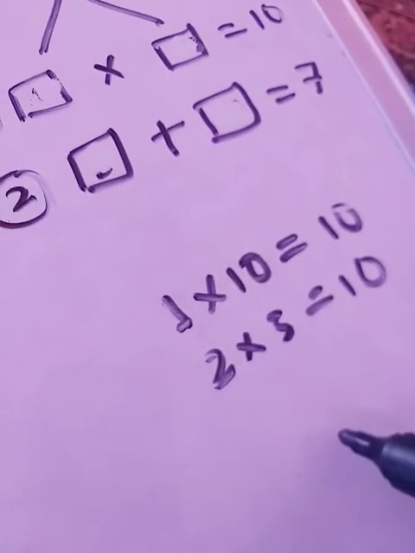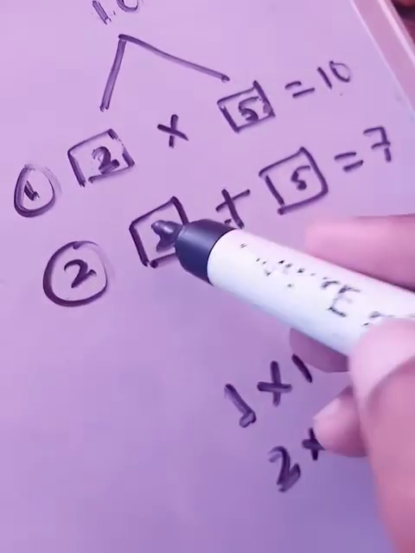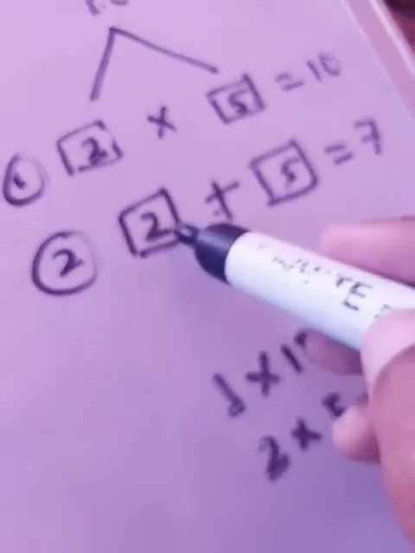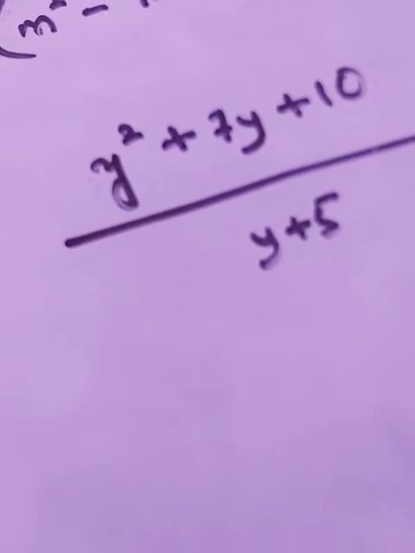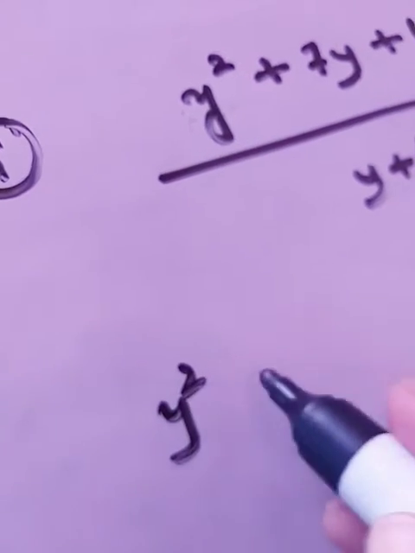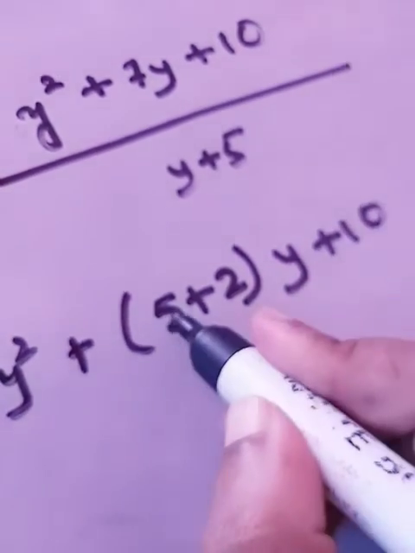Now let us find the other numbers. 2 into 5 is equal to 10, isn't it? And 2 plus 5 is 7. So these two numbers satisfy the product condition and also the second condition, that the sum is 7. The numbers are 2 and 5. Now where do we put them? We put them in the middle term, because the name of this process is middle term factorization. So y square plus 5y plus 2y plus 10. Always try the bigger number first.